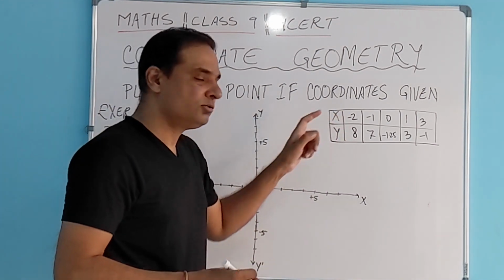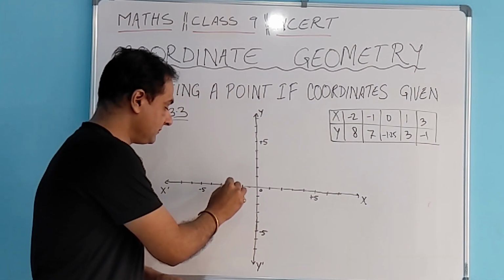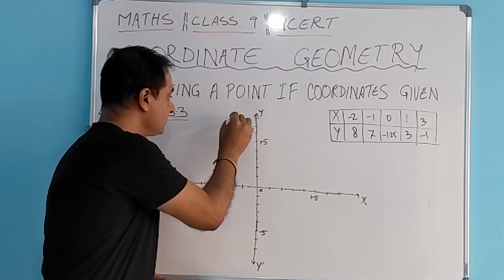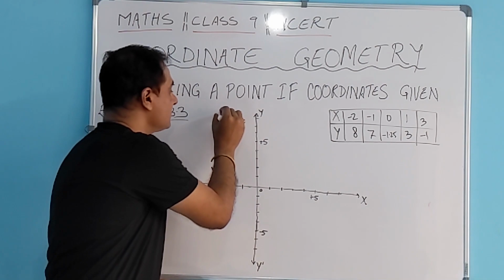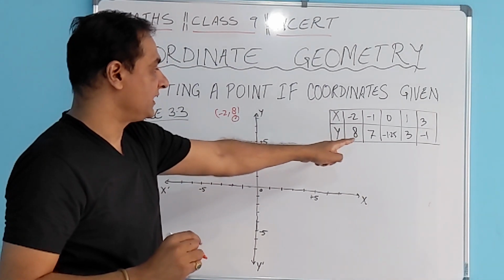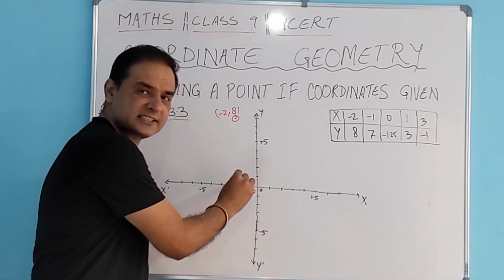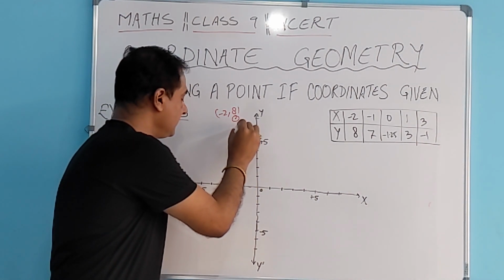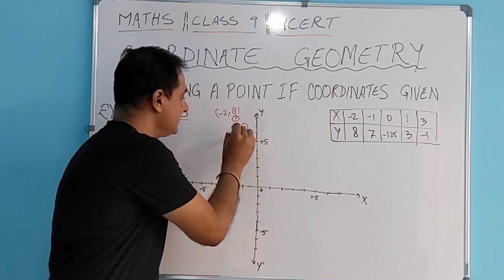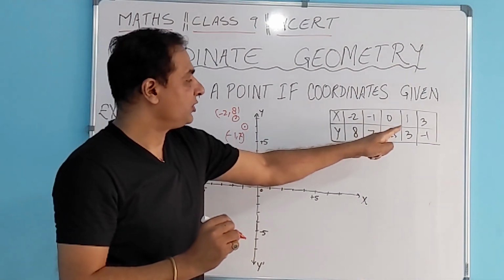Pehla point, (-2, 8). So we go -2 on the x-axis, in the negative direction, and then we go all the way to 6, 7, 8 here. So this is (-2, 8). All right, we look at the next point, (-1, 7). So we go again here and it's (-1, 7). This is the point.